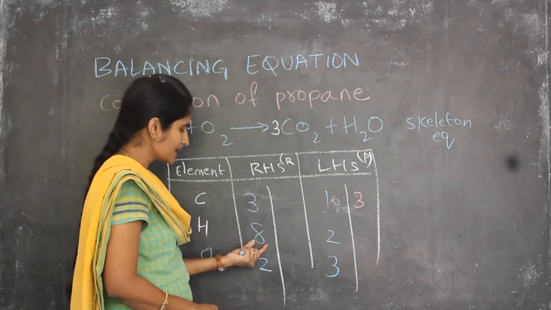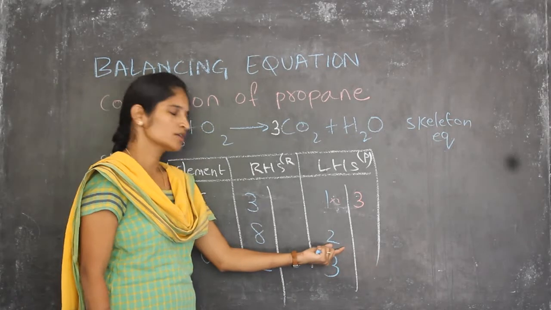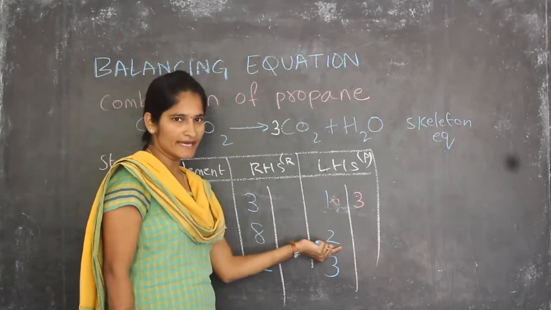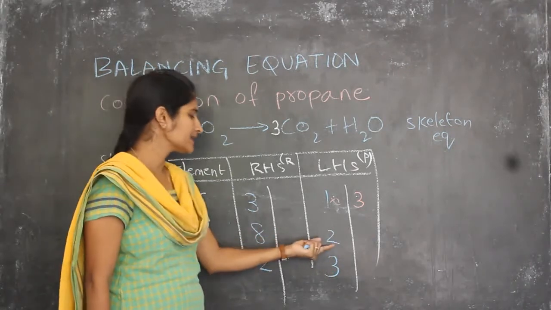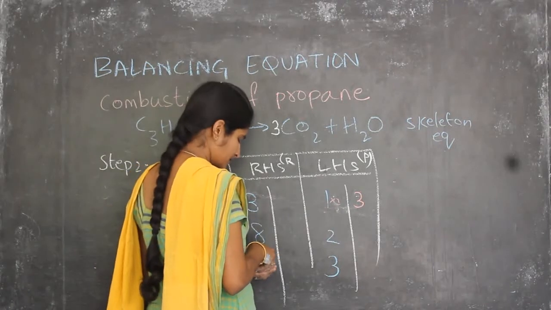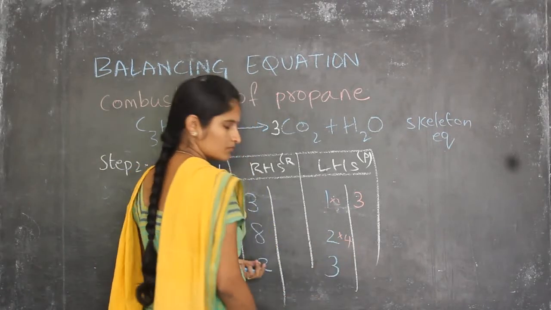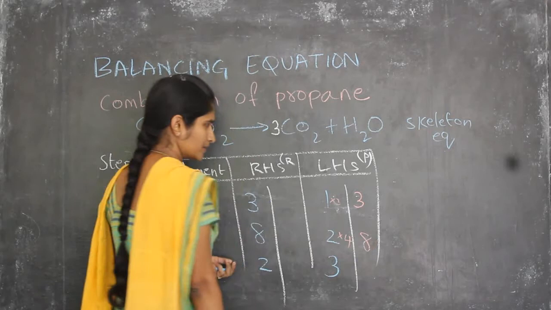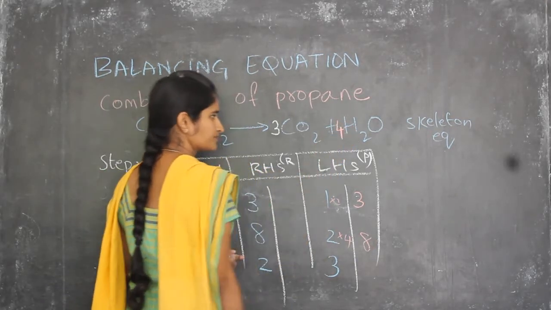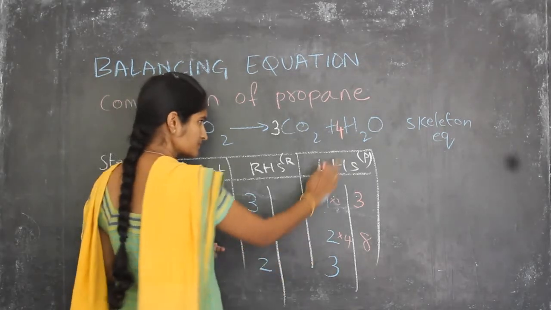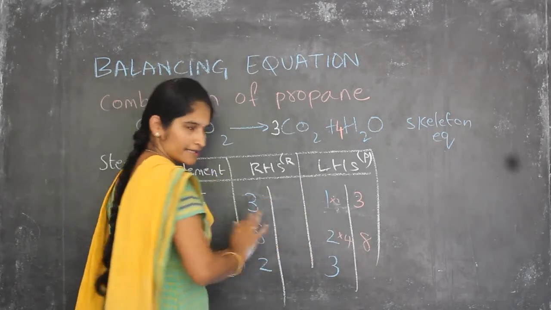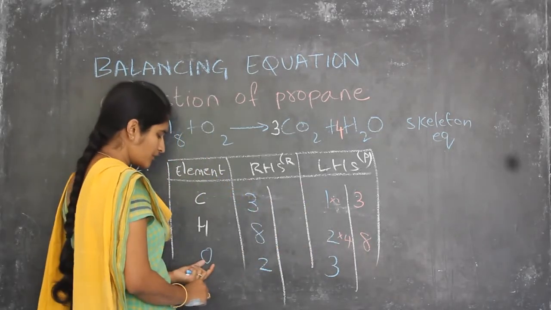Hydrogen here it is 8 and here it is 2. So now where do I have to increase the number of hydrogens? Here I need to increase. If I multiply it with 4, I will get 8. Is it clear? So I will write 4 over here. So 4 into 2 will become 8. So here 8, here 8. Balanced. Now I will go for oxygen.